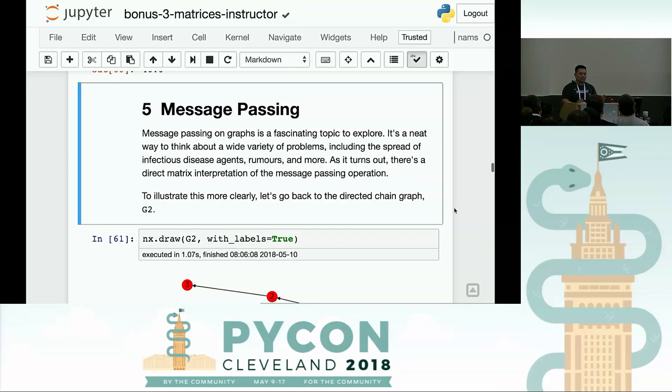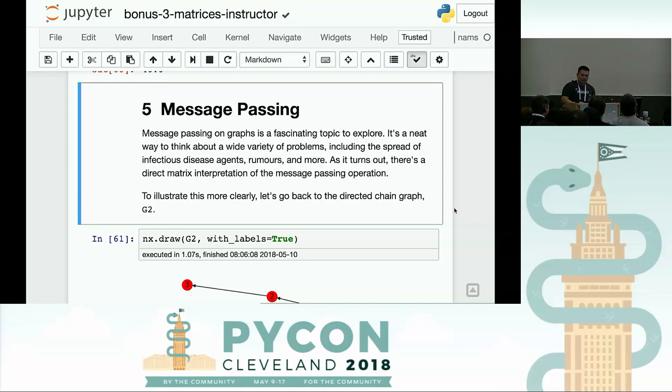There's wonderful, amazing stuff you can do. You can do this thing called message passing on a graph. So if we're talking about a dorm and we have a directed graph, which indicates who talks with who, if a rumor starts with one individual, it will propagate across the graph until a lot of people know about this rumor.